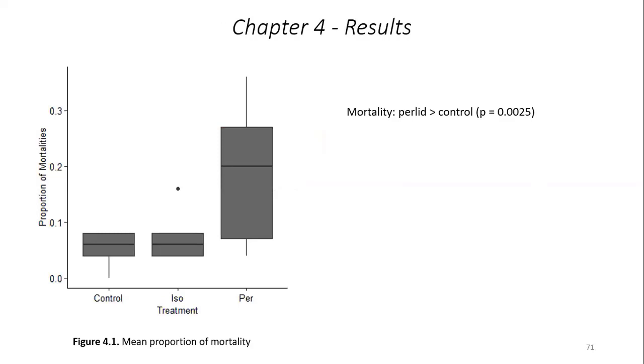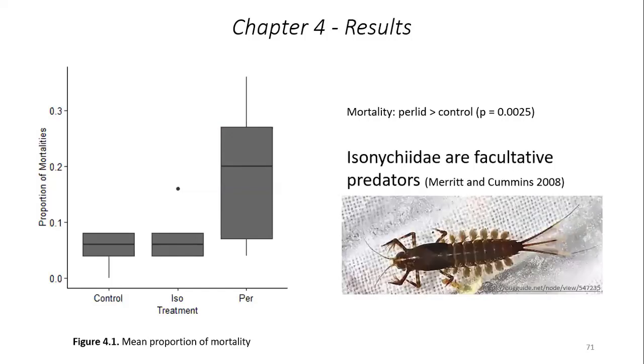So here are the mortality results. I saw that free embryos in the perlid treatment had significantly higher mortality than those from the control treatment. So this confirms that perlids are sturgeon predators and they eat a lot of them. I also noticed that in the isonychiid treatment, some of the free embryos had gone missing under mysterious circumstances. And I realized that isonychiids are actually facultative predators. So some of those isonychiids decided to switch from being filter feeders to preying on sturgeon.